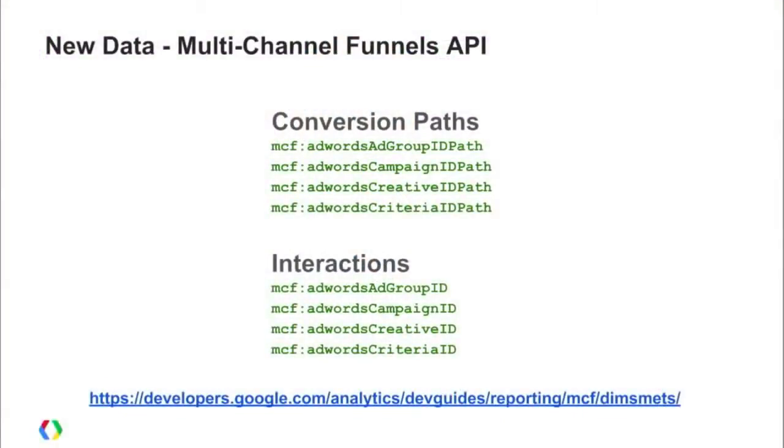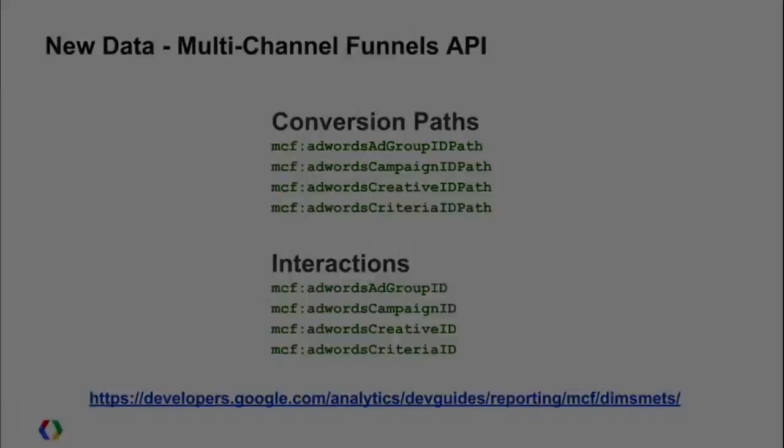So the first thing is multi-channel funnels. We added some additional data around AdWords, conversion paths, and interactions. So this is more around the IDs. We already had pathing and interactions for AdWords, things like ad group and campaign, but this allows you to query for IDs now that are associated with those specific dimensions. It's pretty straightforward. You can go and look at the reference doc for the multi-channel funnel and see this new data is in there and get some descriptions for these particular dimensions.